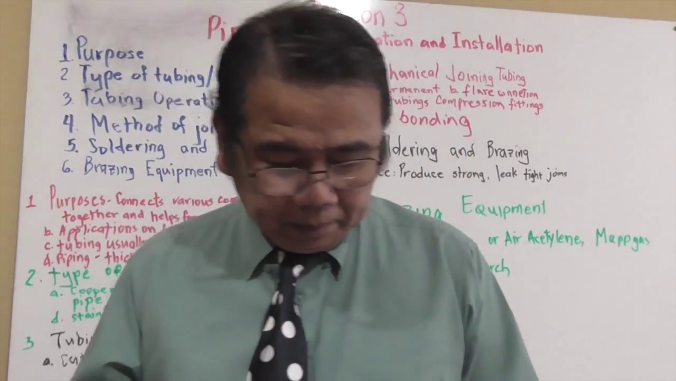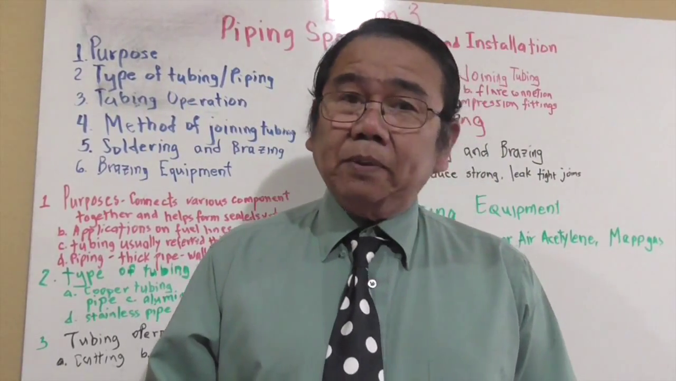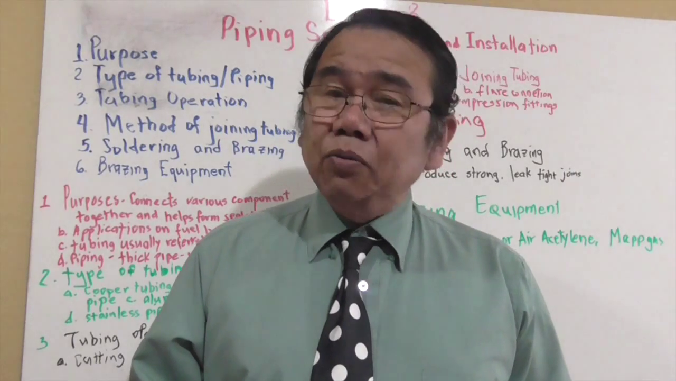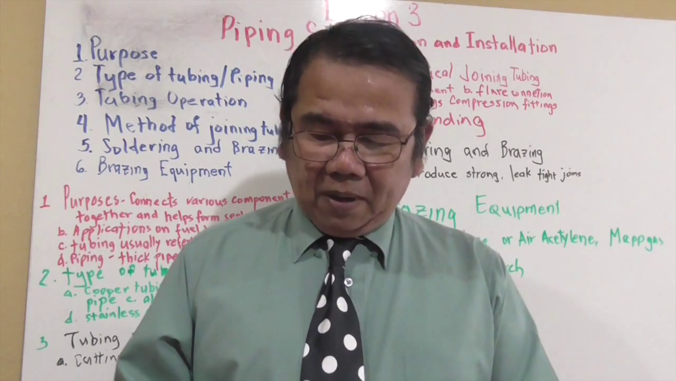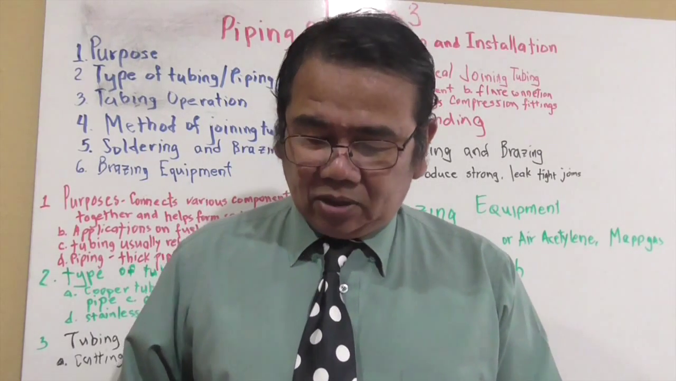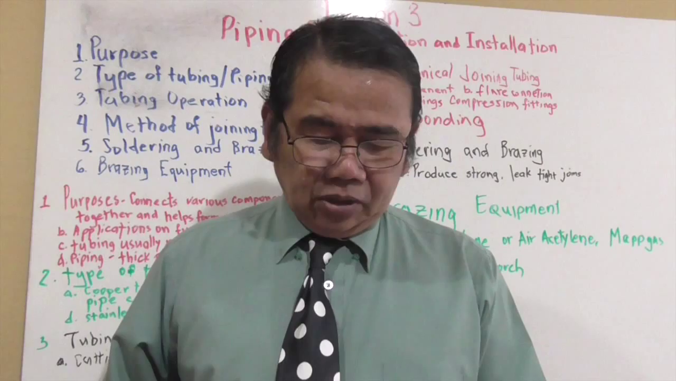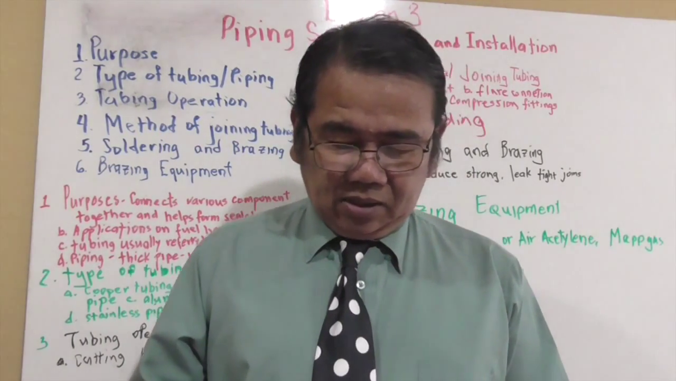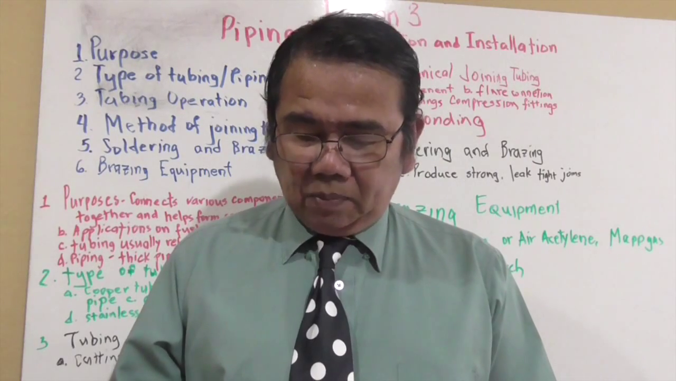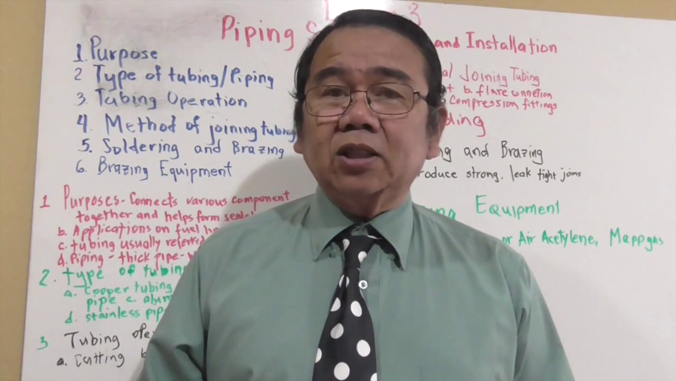The type of tubing are usually referred to as thin-walled material, joined together by means other than threads cut into the tube wall. Measurement is in terms of outside diameter, that means OD.